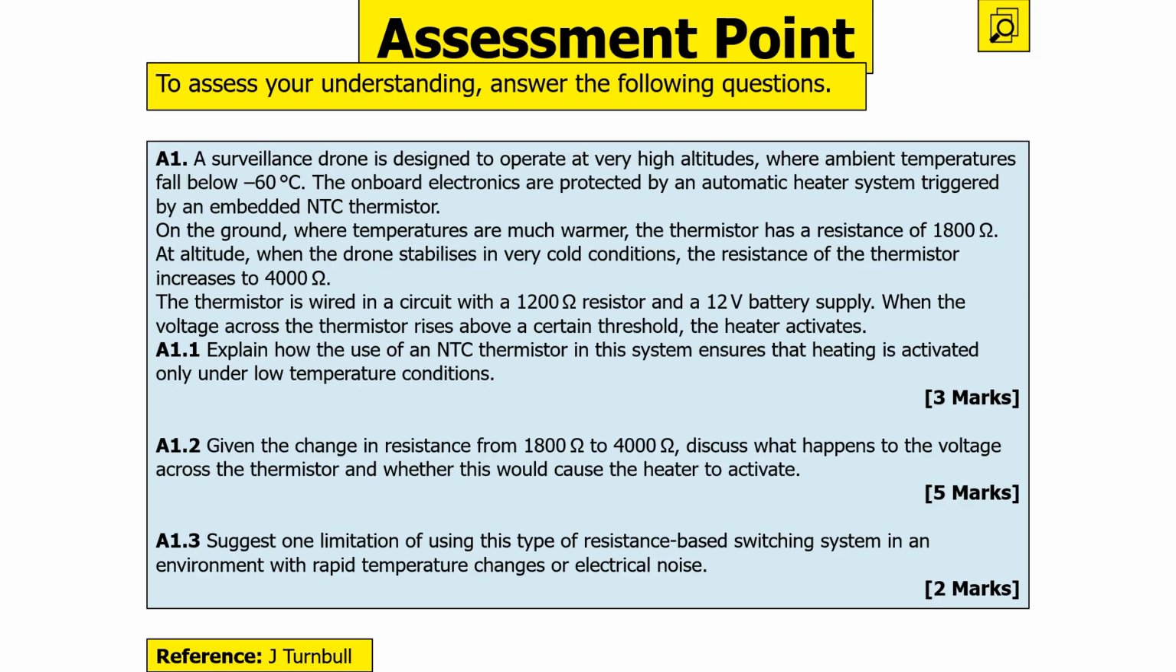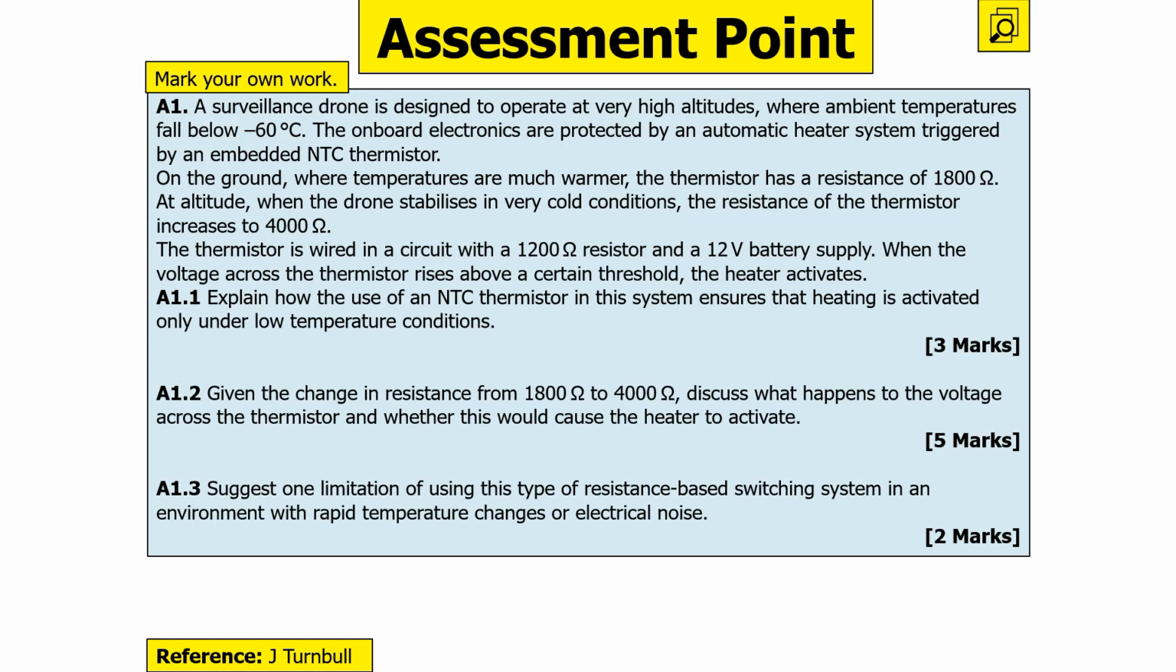So explain how the use of an NTC thermistor in this system ensures that the heating is activated only under low temperature conditions. Given that the change in resistance is from 1,800 ohms to 4,000 ohms, discuss what happens to the voltage across the thermistor and whether this will cause the heater to activate. And then suggest one limitation of using this type of resistance-based switching system in an environment with rapid temperature changes or electrical noise. So pause the video now. Then unpause the video when you want to go through your answer.